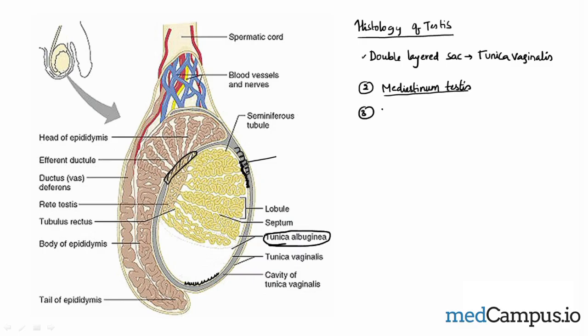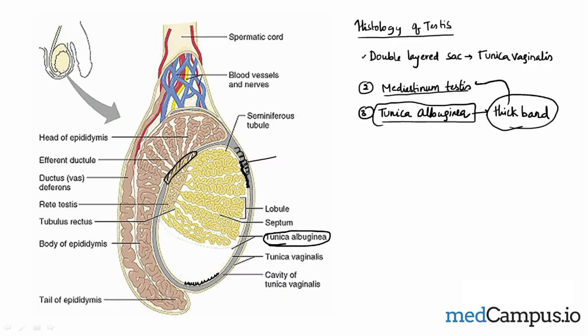So what is this? Tunica albuginea. This tunica albuginea extends throughout the testis, but in the posterior wall of the testis, it condenses to form a thick band. This thick band present on the posterior wall of the testis is known as the mediastinum testis. See, this has condensed here, and this is the mediastinum testis.